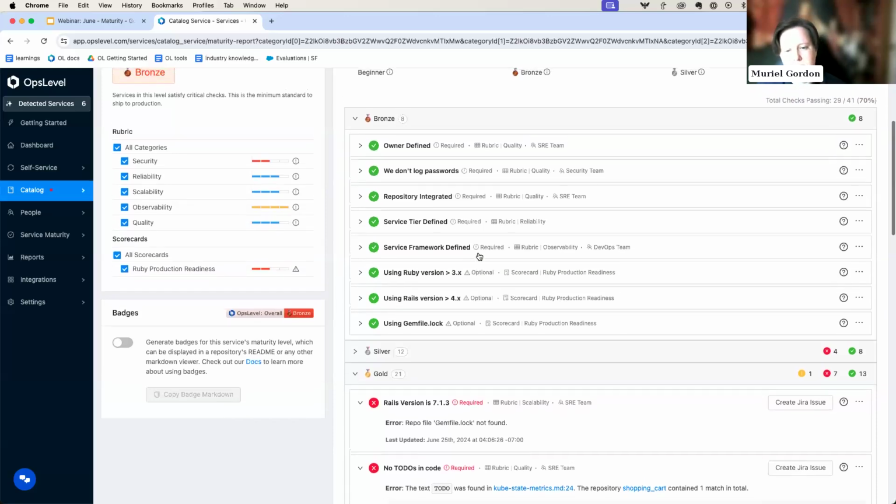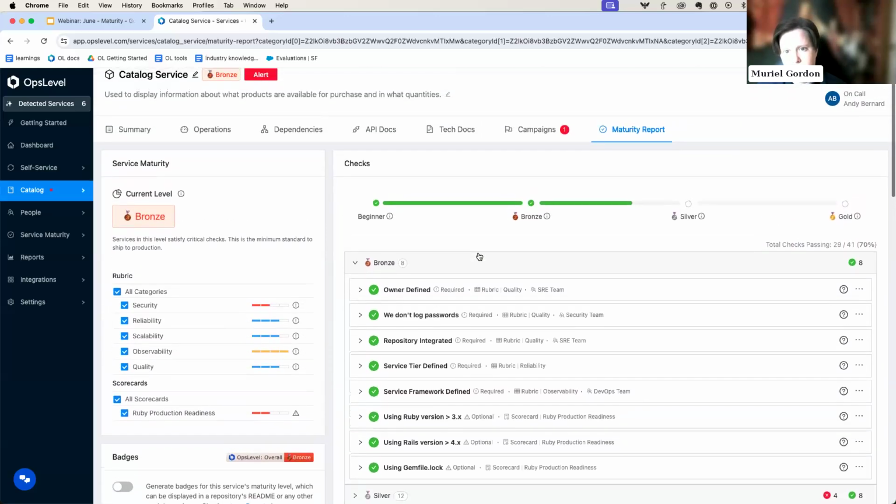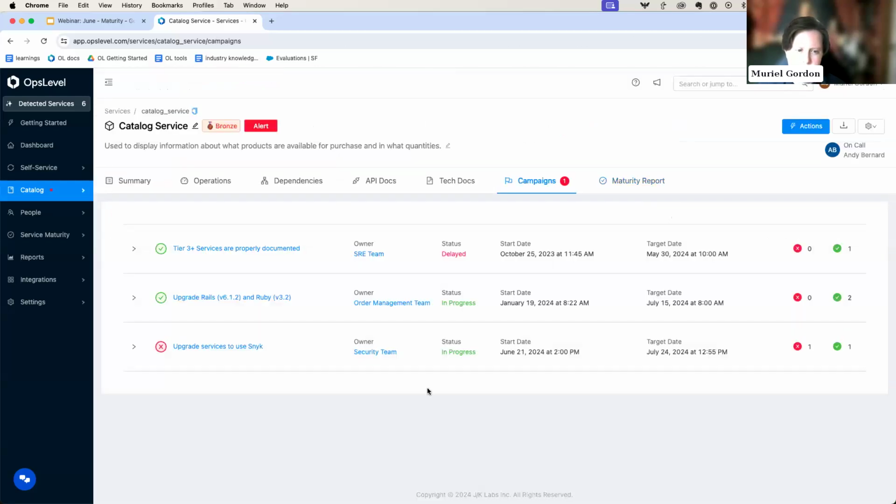The second thing I will say is, and this is something we do better than our competitors as well, we have some tooling that's going to make it a lot easier for you to implement these standards, and that is through campaigns. Campaigns are a way of setting up and acting out on some short-term projects. So our customers use them for a number of things. They do stuff like burn down tech debt. They also use them to implement standards.